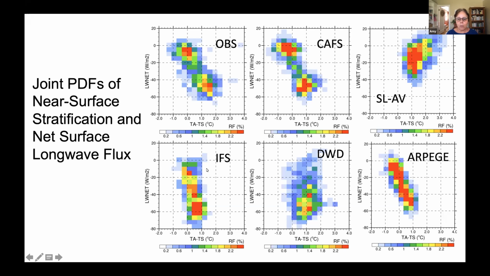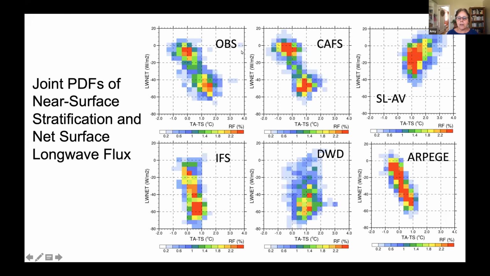The other models, the reason why they can't simulate this distribution is because they do not maintain liquid in clouds at cold temperatures. And so this is one of, I think, one of the most important things we learned from SHEBA was that you can have liquid in clouds down to -40 degrees Celsius.